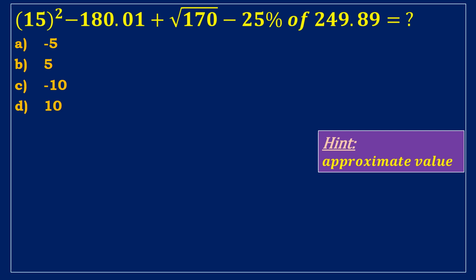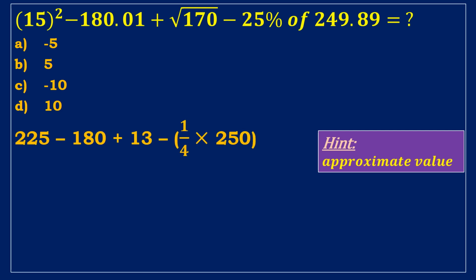Take 180.01 as 180. The number 170 in the question is not a perfect square value. The square root of 169 is 13. So, consider the value 169 instead of 170. Next, 249.89 should be rounded to 250. Then perform calculations. The equation becomes 225 minus 180 plus 13 minus 1/4 of 250.